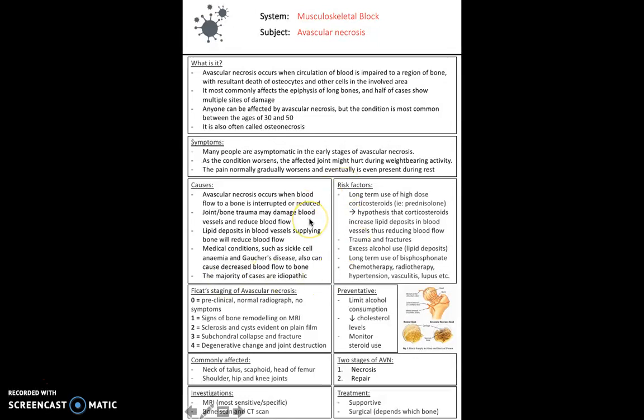Having said that, the majority of cases of avascular necrosis are idiopathic, and we can stage avascular necrosis using Ficat staging. There are preventative measures that we can take, such as limiting alcohol consumption and decreasing cholesterol levels, because both of these contribute to the lipid deposits in blood vessels, which would reduce the blood supply. We can also monitor steroid use, as there are also links between steroid use and the development of avascular necrosis. Commonly affected bones include the neck of the talus, the scaphoid, the head of the femur, and the shoulder, hip and knee joints. Key to point out here, the scaphoid and head of femur are bones that have got a poor vasculature anyway.